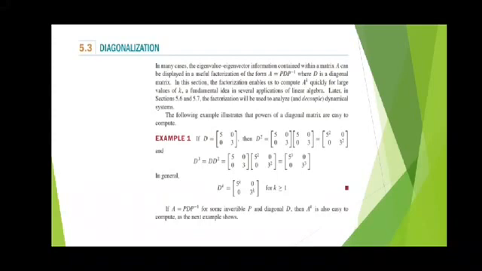So here is the definition: if A is equal to PDP inverse for some invertible P and diagonal D, then A power k is also easy to compute. We see that in the next problem.